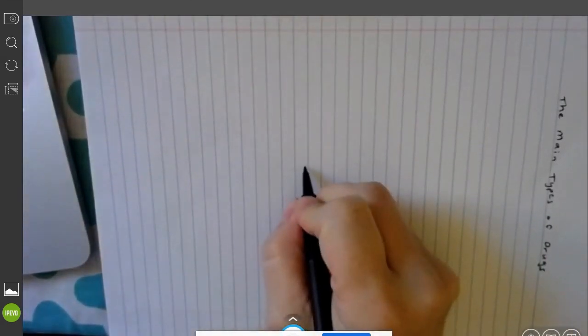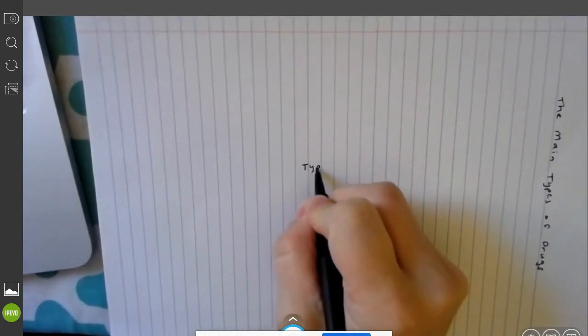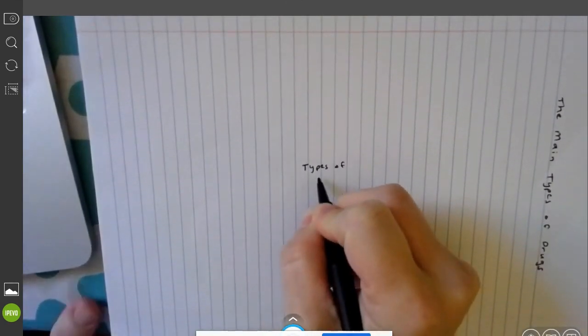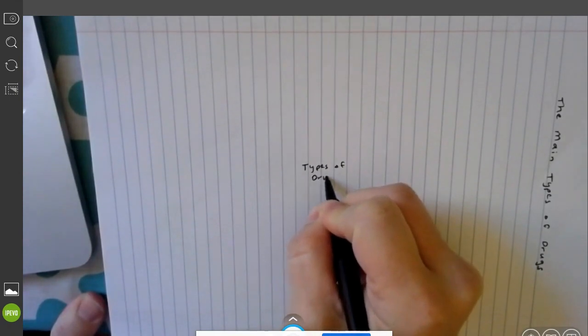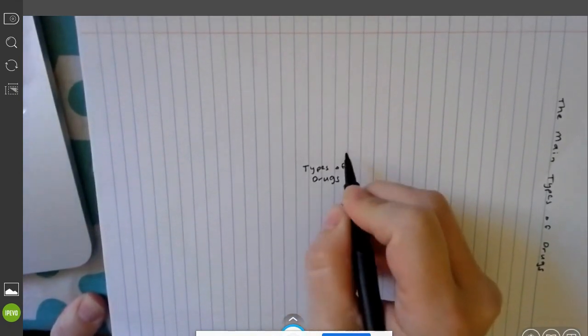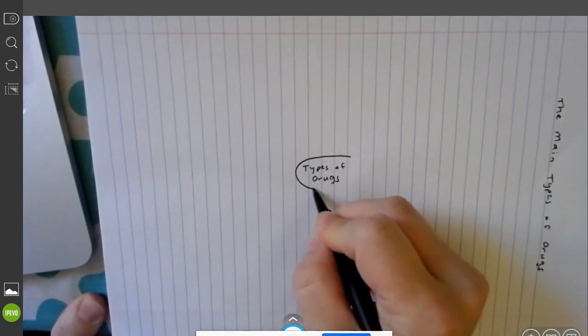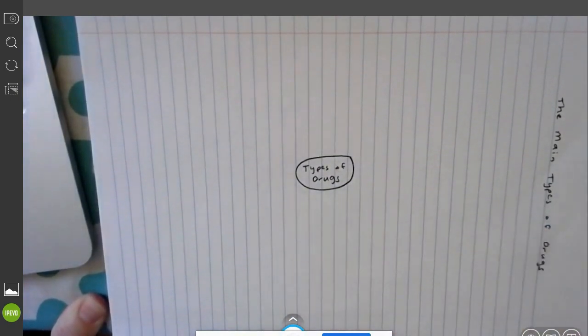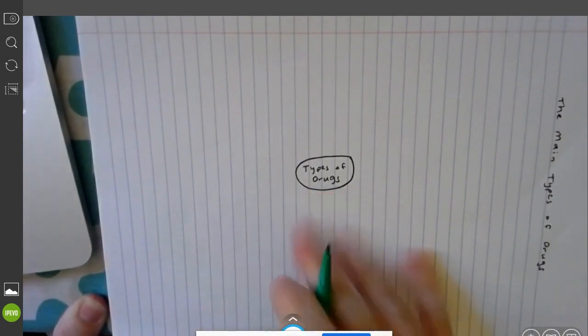I'm going to do this in concept map form because it's a good way to take a lot of details and put them in families. So I'm going to turn it sideways, and my main topic, which goes in the middle, is going to be types of drugs. Just circle around it. We'll go into detail on the different categories of drugs later, but we're just going to start with the main categories and how they affect your body.